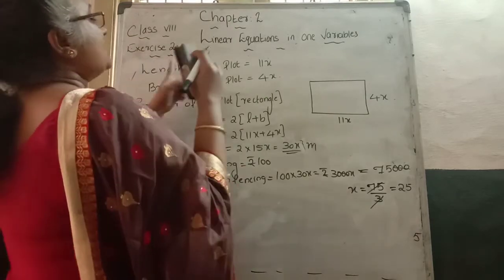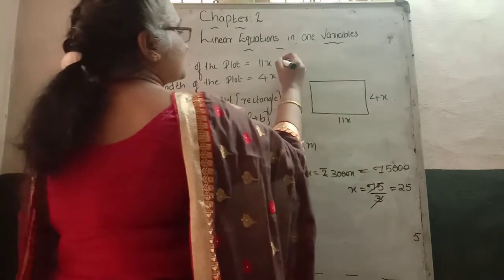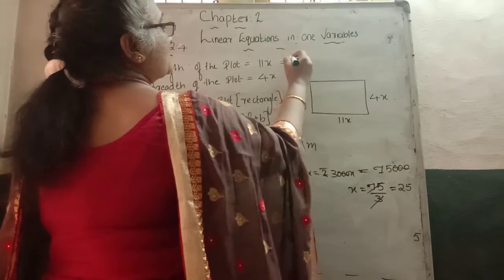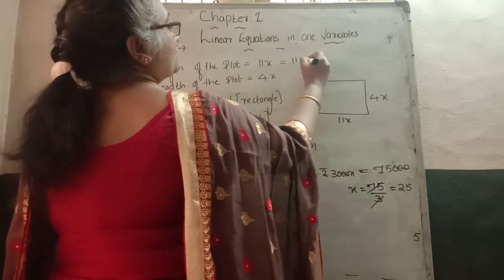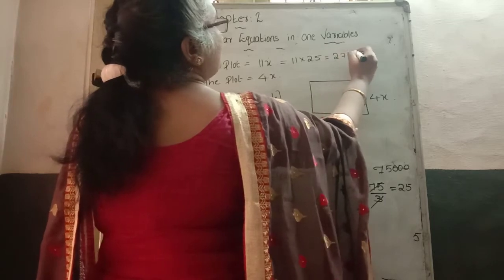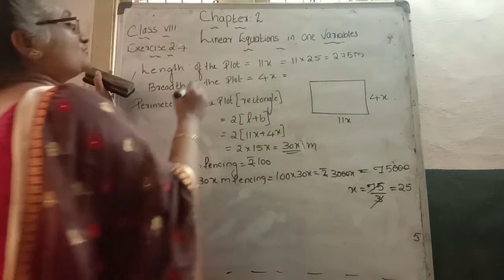Then we find the actual length and breadth. The length of the plot we consider as 11x. So substituting x as 25, we get 275 meters as the length of the plot.